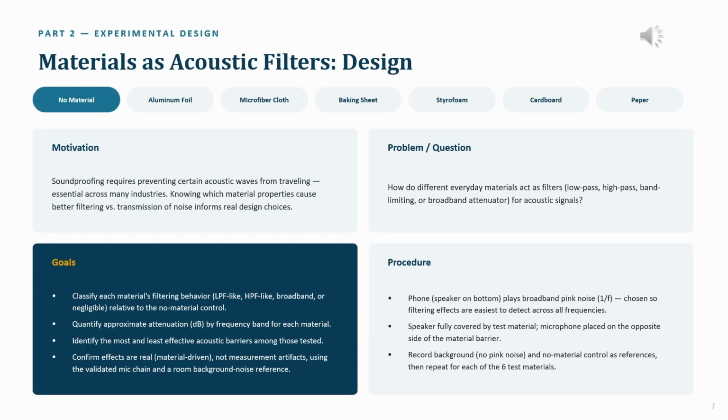This is my experimental design. So my motivation was essentially to explore soundproofing because of how paramount it is in so many industries. And so my question was essentially how do different materials act like filters for acoustic signals. My goals were essentially to see how different materials listed above, so no material, which was my control, aluminum foil, microfiber cloth, baking sheet, styrofoam, cardboard, and paper, how each of them would act like a filter, either low pass, high pass, or broadband.